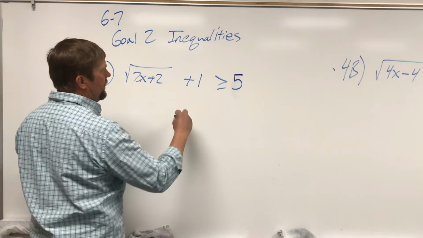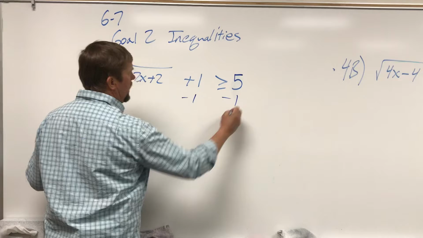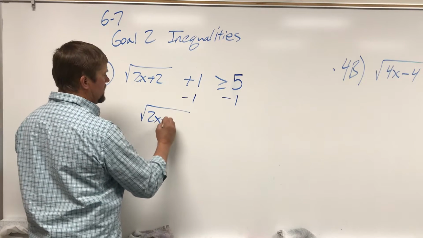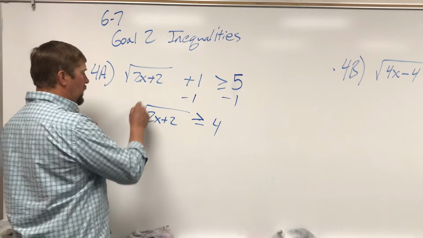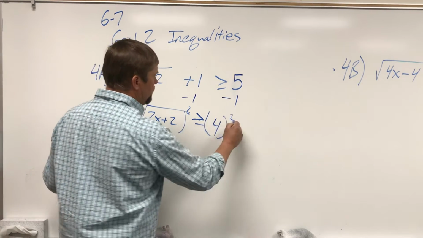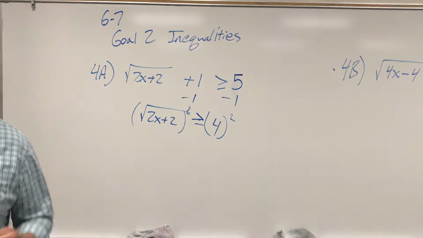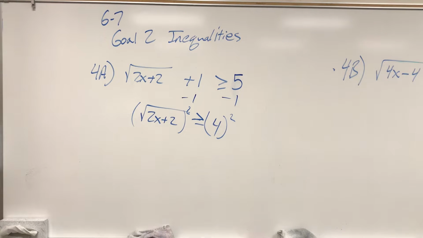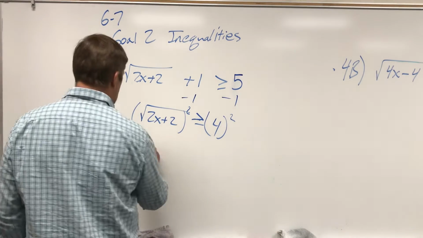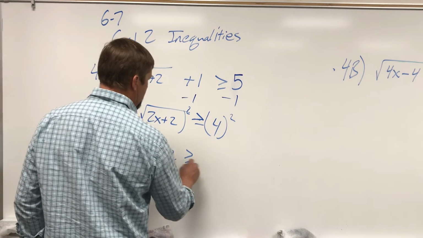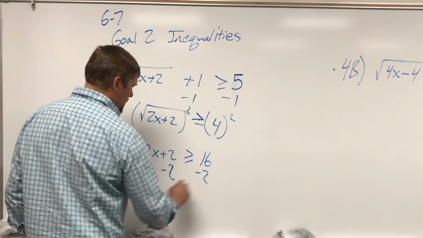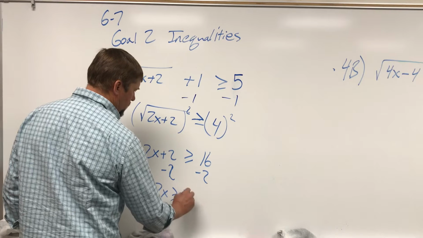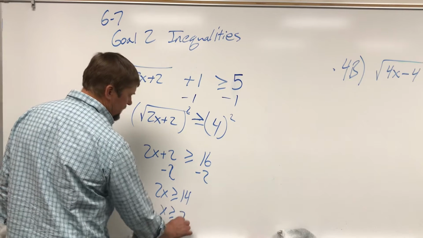So what we're going to do is solve this just like an equation. We're going to subtract 1. We end up with the square root of 2x plus 2 is greater than or equal to 4. Now, we're going to square both sides. Don't forget to show that you're squaring, because a lot of people will take the square root of 4 accidentally. And so you end up with 2x plus 2 is greater than or equal to 16. Minus 2, 2x is greater than or equal to 14, x is greater than or equal to 7.